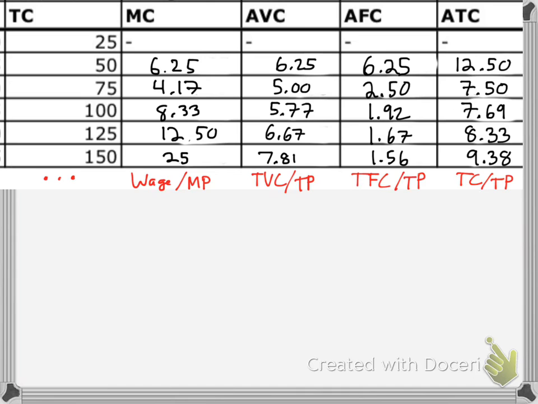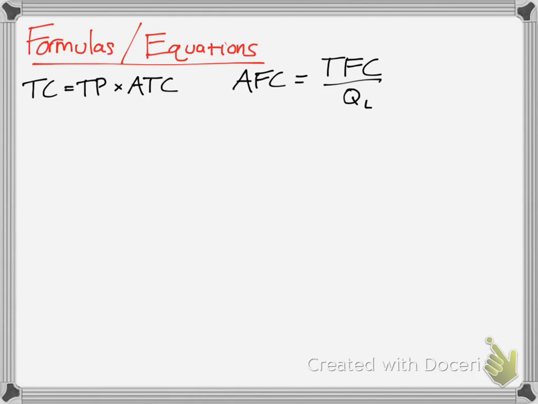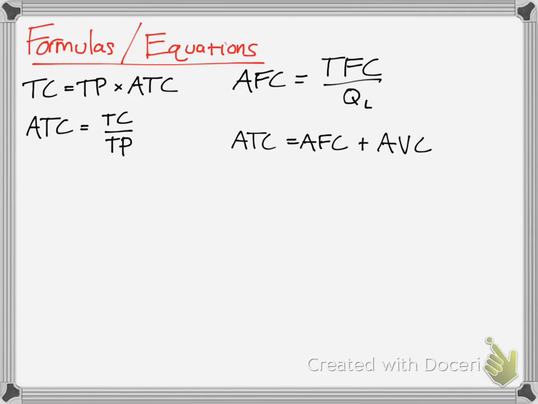And there you have it. So a few formulas we should probably go over. Our total cost is equal to our total product times our average total cost. Our average fixed cost is equal to the total fixed cost divided by the quantity of labor, or how much is produced. Then we have our average total cost, which is equal to our total cost divided by our total product, which makes sense, the total amount of costs that you acquire over the amount of product you produce. Your average total cost is your average fixed cost plus your average variable cost. Again, that's just fixed plus variable is total, kind of idea.